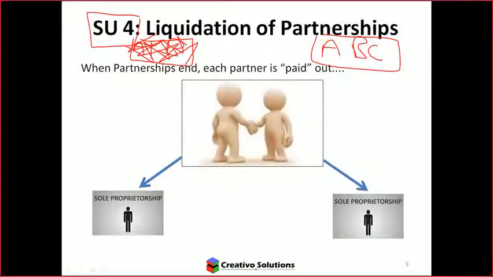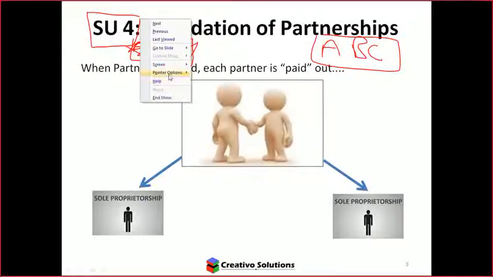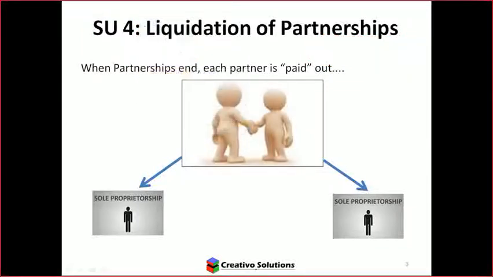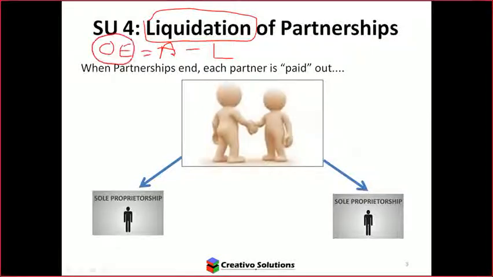So when approaching a liquidation, study unit 4 is actually easier than study unit 3, because you're going through the motion of valuing the assets and liabilities, then allocating the worth to the partners before closing the accounts. So when you see the word liquidation, you're focusing on what? Closing it off. Correct. Selling assets, paying liabilities, and determining equity. If there's something left over, each partner is paid out.